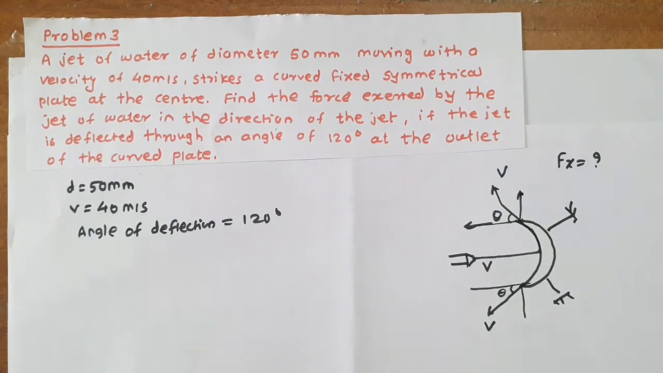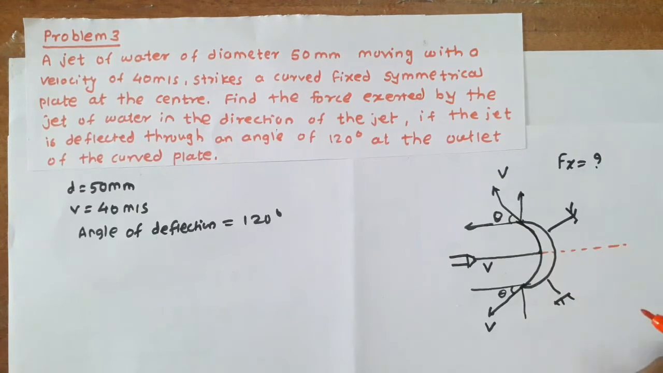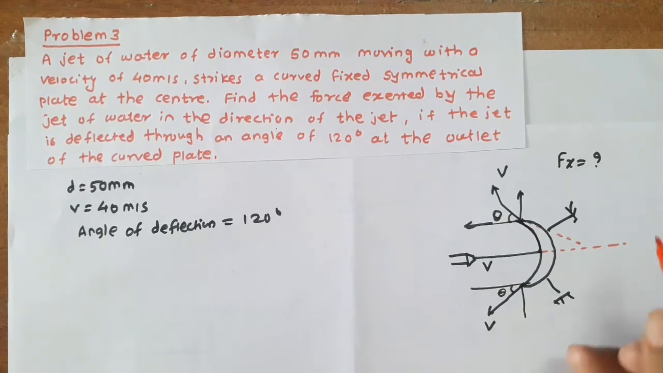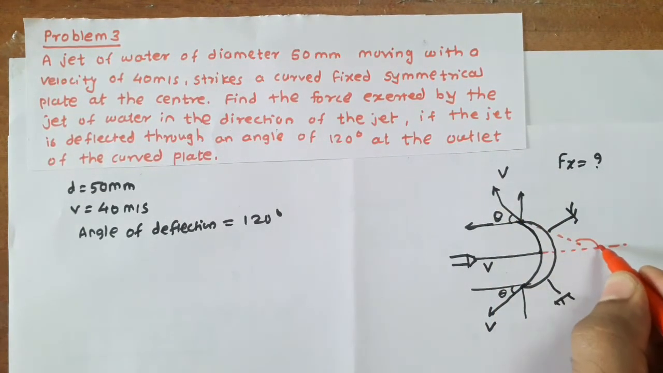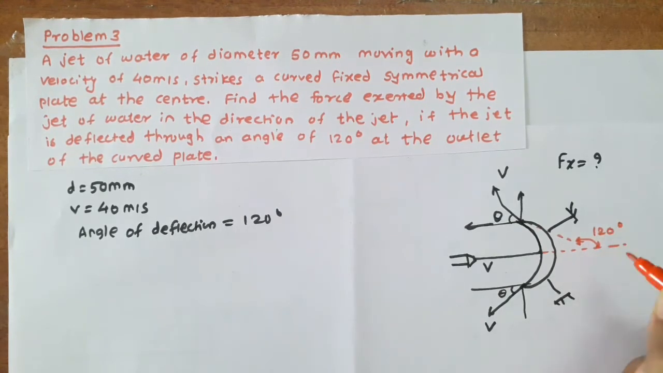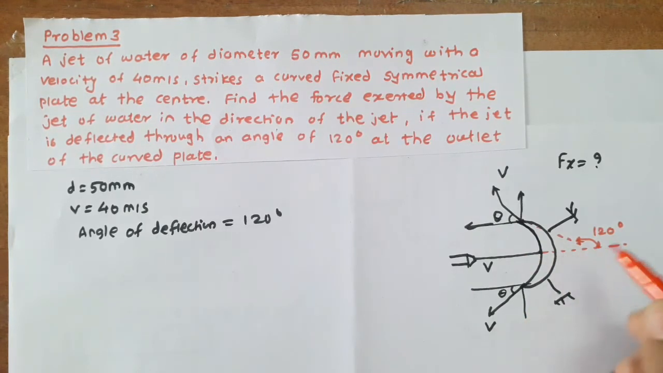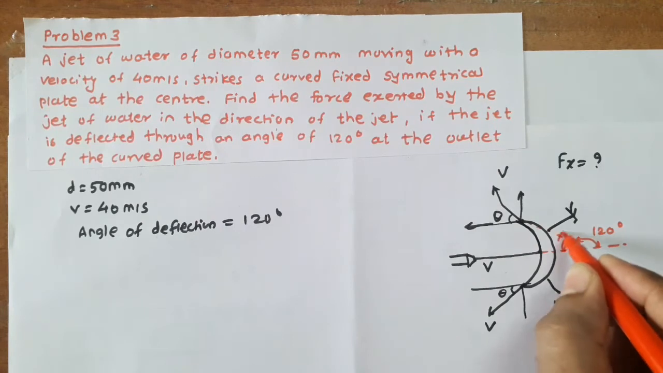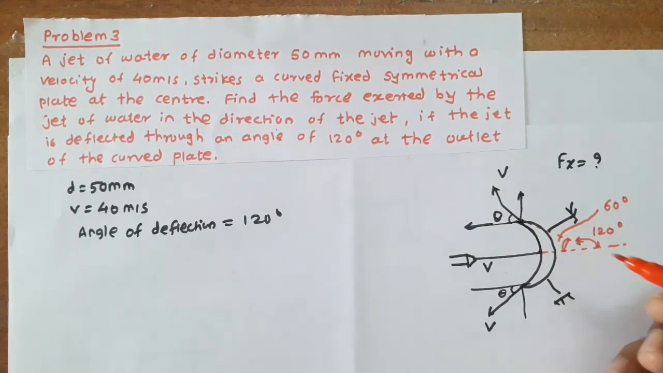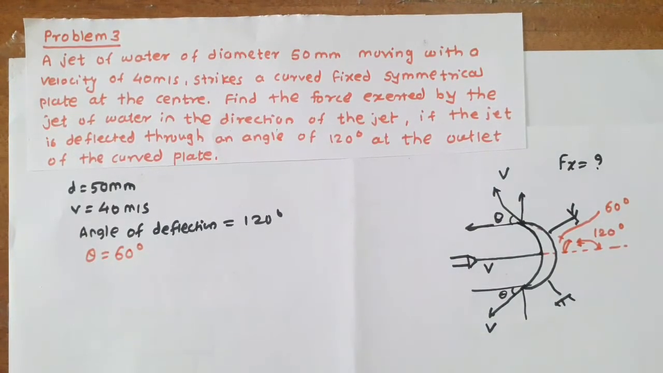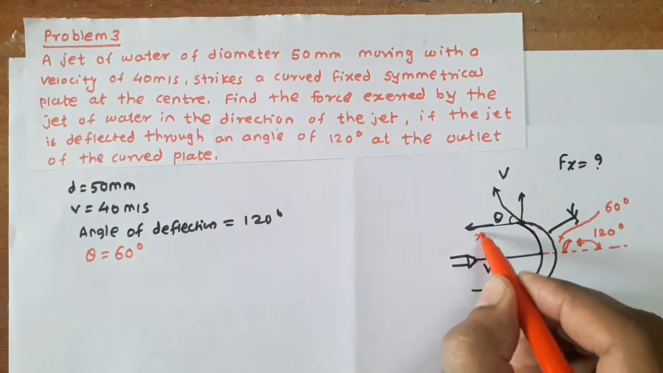For this case, the angle of deflection is obtained by extending the center line of the jet and extending the exit velocity line, the exit velocity direction. So we will get this angle. So this angle is 120 degrees. It is the angle of deflection. The horizontal line has a 180 degree angle. So 180 minus 120, means what? This angle is 60 degrees. So friends, in this case, the theta angle is 60 degrees. Correct?